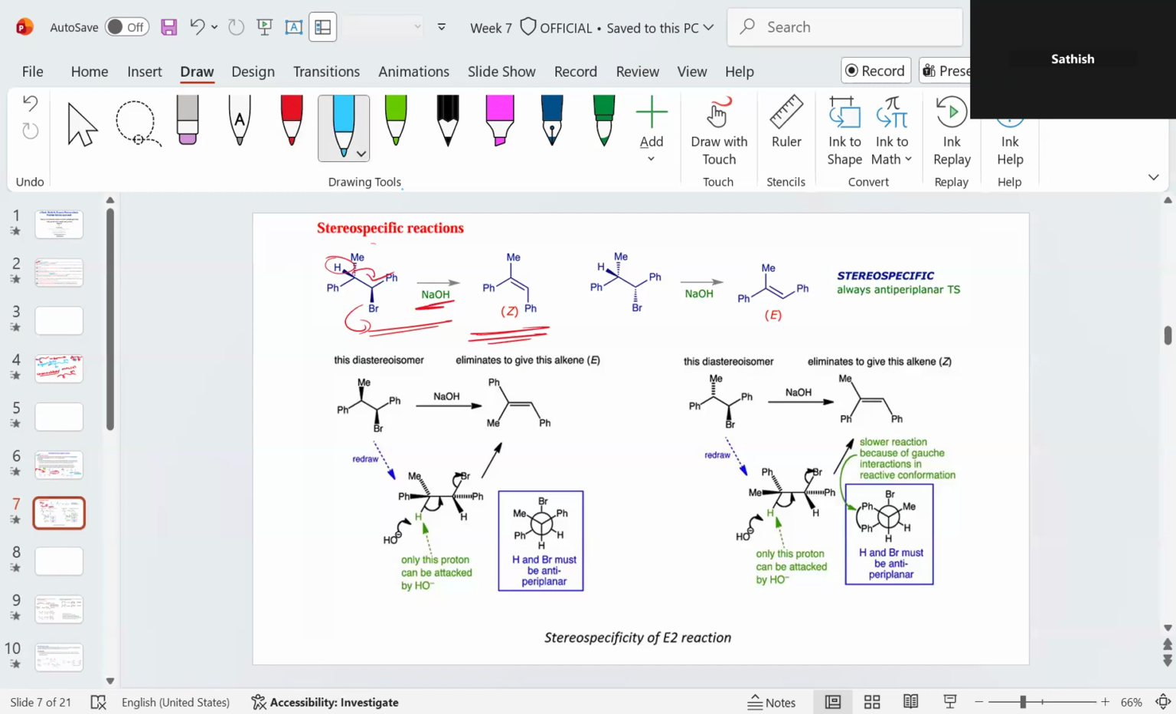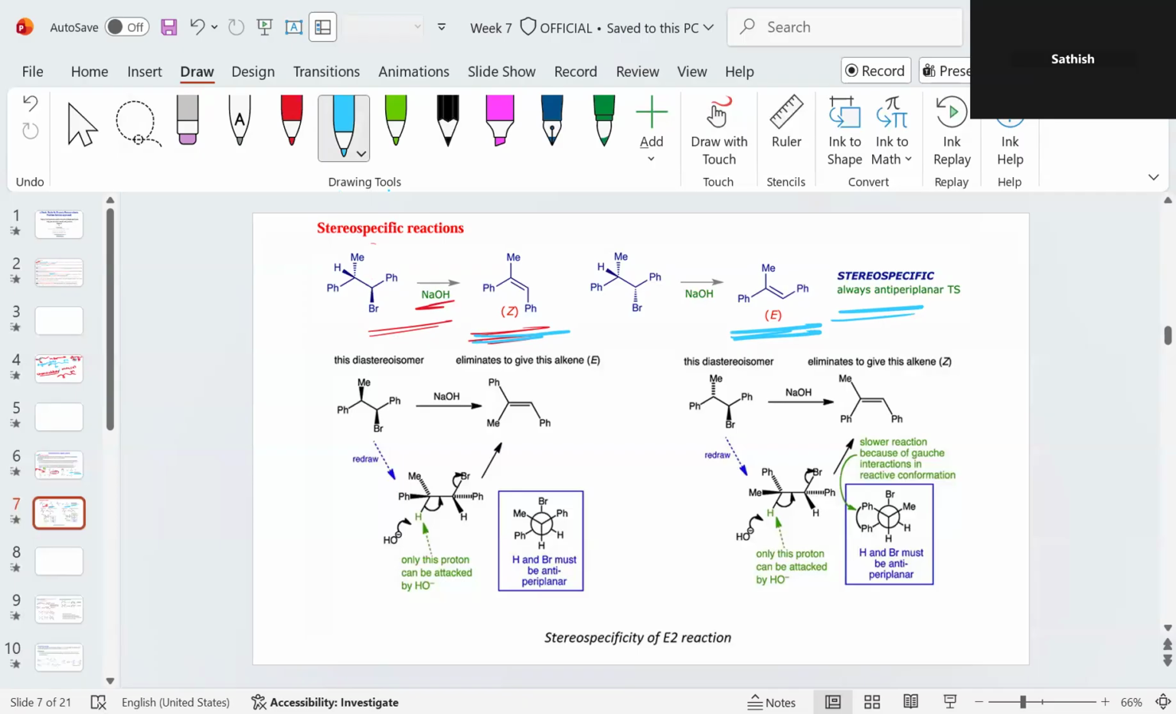But we have another configuration in which, instead of this Br negative directing upward, the Br negative is directing downward. So now what happens? We get the exactly opposite product, which is the E product in this case. So the stereochemistry of the product directly depends upon the stereochemistry of the starting material in these stereospecific reactions.